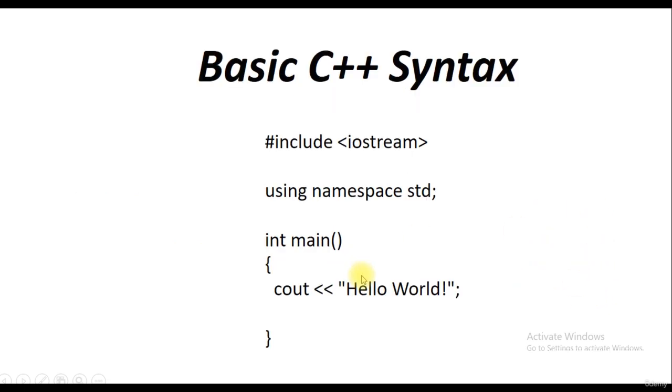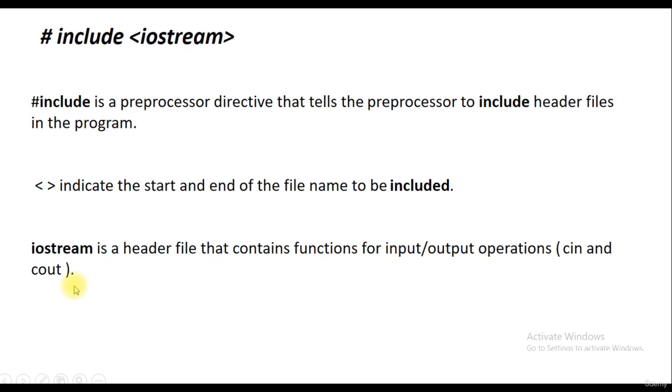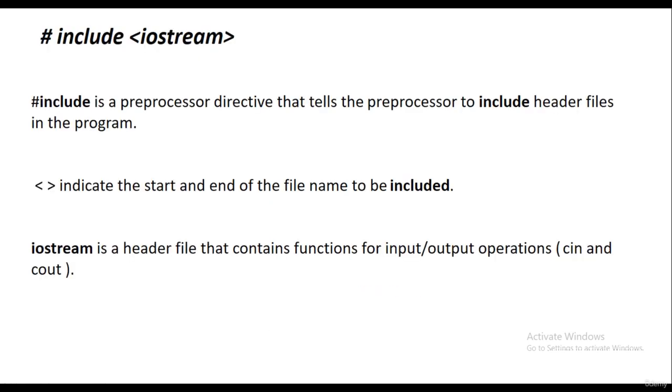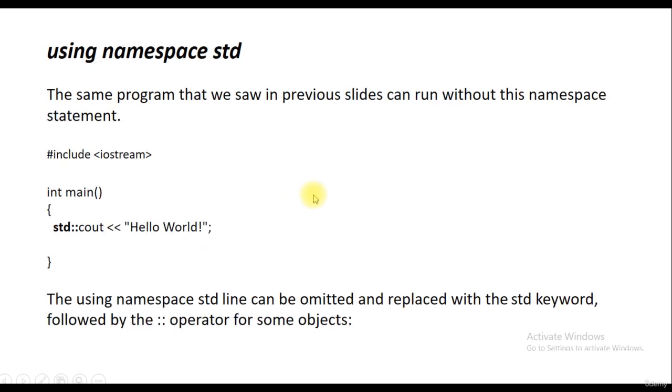But as you can see on the last slide, we have used cout and two angular brackets and the hello world. So what the cout basically does is it will print the text written between the quotes on the screen. So here we have used cout, and this cout functionality, as I told, is already provided in the iostream. That's the header file. So the header file is mandatory to include at the beginning of every C++ program.